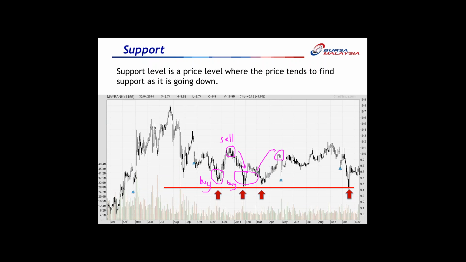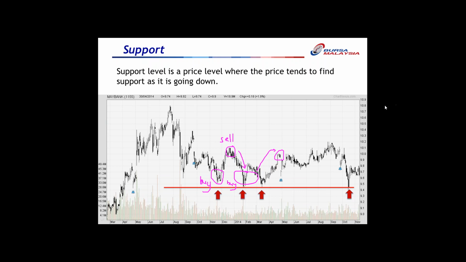Can you imagine if they want to buy 10,000 lots? They put the 10,000 lots in one day. If they place a buy order of 10,000 lots in one day, chances are they will push the Maybank share price through the roof. And would they want to buy at a higher price? They probably don't. So what happens is they spread their purchasing orders throughout a period of time, so they can accumulate the shares at a relatively average price. Right. So this is how support happens.